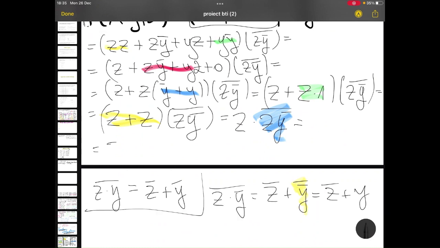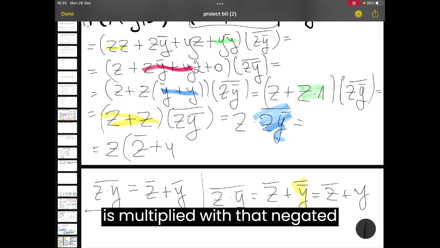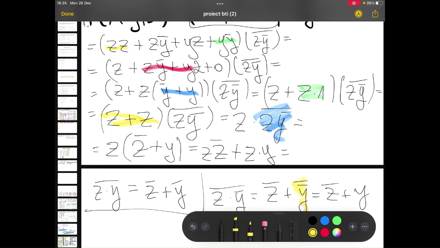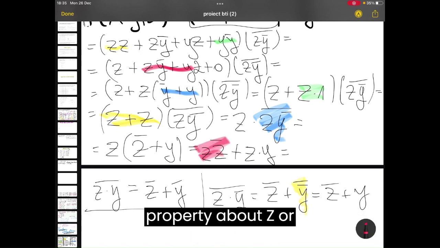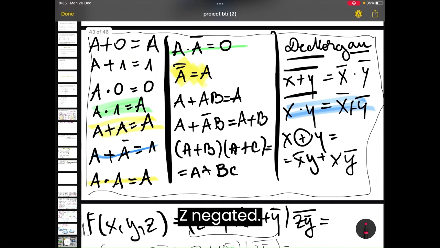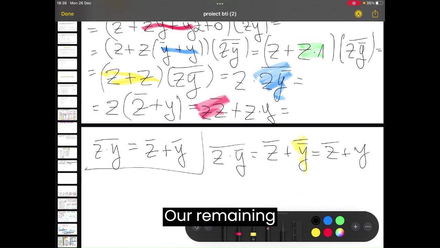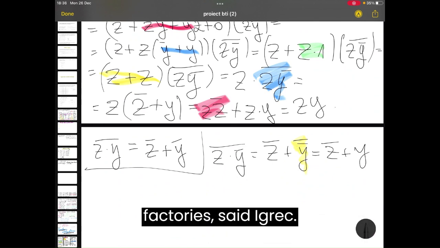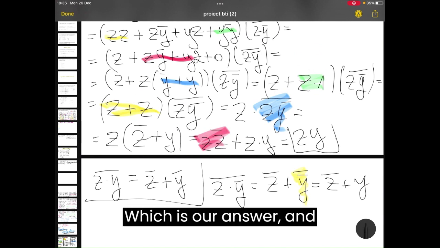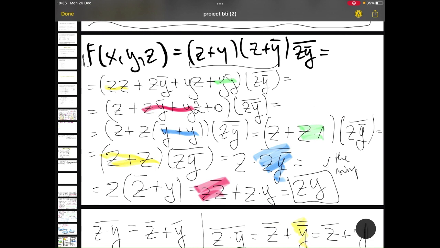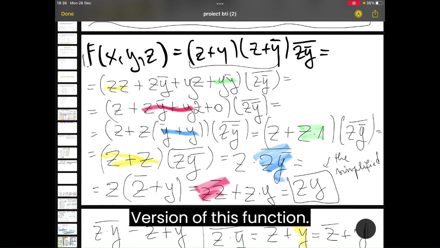And following this we get that x is multiplied with z negated plus y. And now we just open up the brackets and have the following expression. And now using another property about z or z negated, here it equals zero. So our remaining factor is zy, which is our answer, and it is the simplified version of this function.